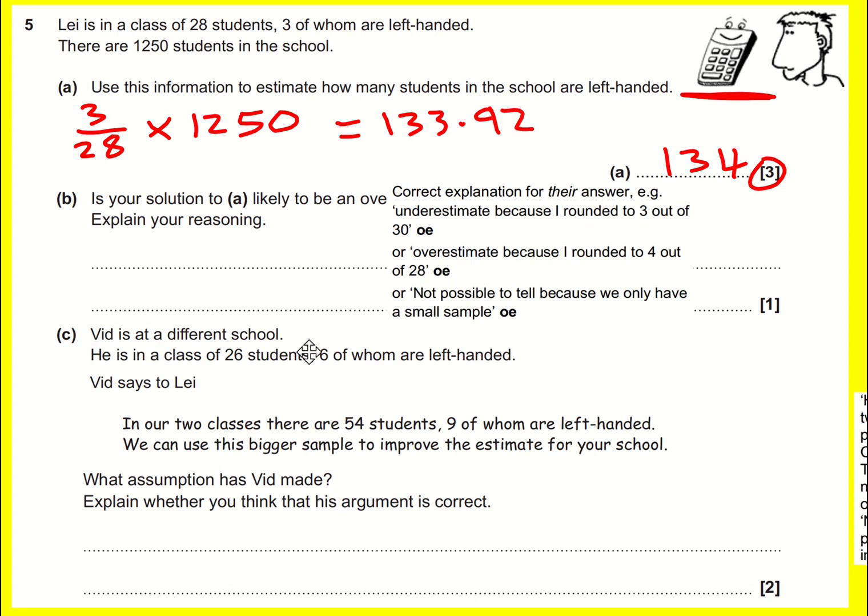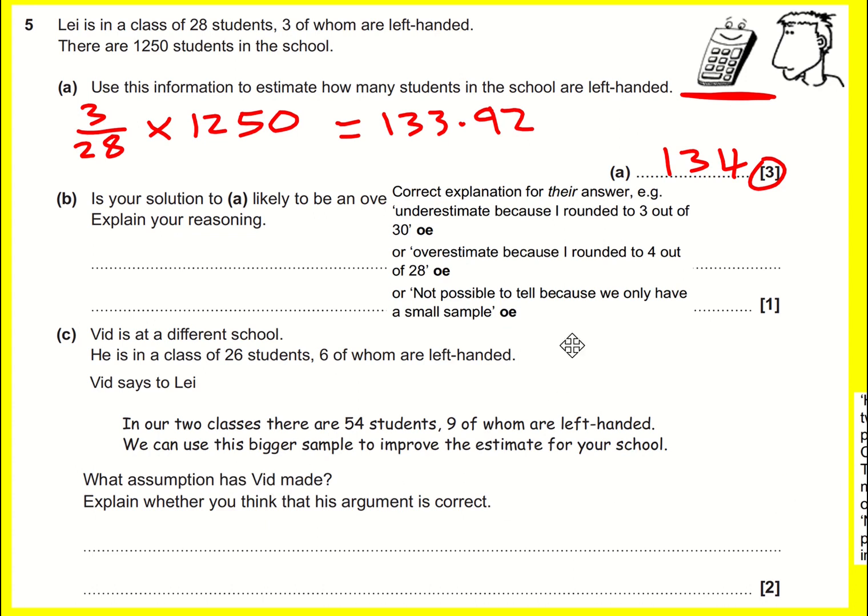Somebody at a different school now. I've got 6 out of 26 who are left-handed, and then they combine them together to a larger sample, so 9 out of 54 of them are left-handed. This gives a bigger sample, so should it give a better estimate for the school? What assumption has Vid made, and do you think his argument's correct?